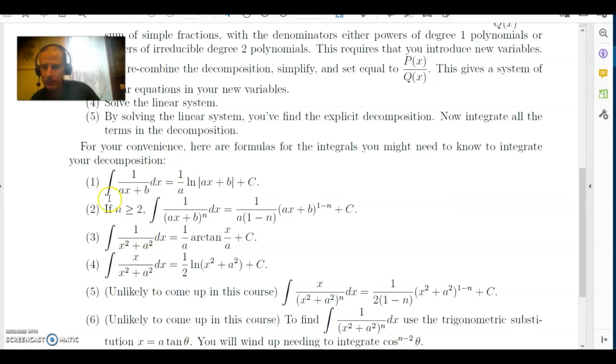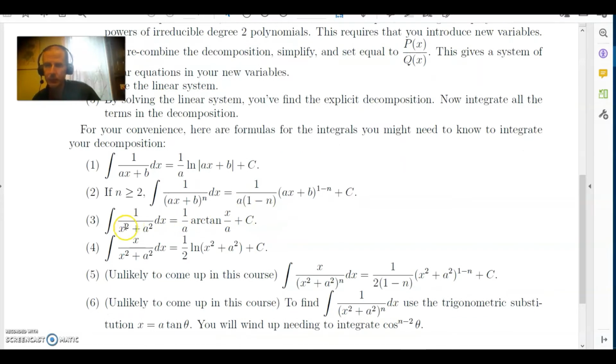So with that in mind, it's useful to note that the integral of 1 over ax plus b dx is 1 over a times the natural log of the absolute value of ax plus b plus c. And whenever n is greater than or equal to 2, the integral of 1 over (ax plus b) to the n dx is equal to 1 over a times (1 minus n) times (ax plus b) to the 1 minus n plus c. To get that, all you do is a substitution. If you let u equal ax plus b, you're just basically integrating 1 over u to the n, and this 1 over a pops out.